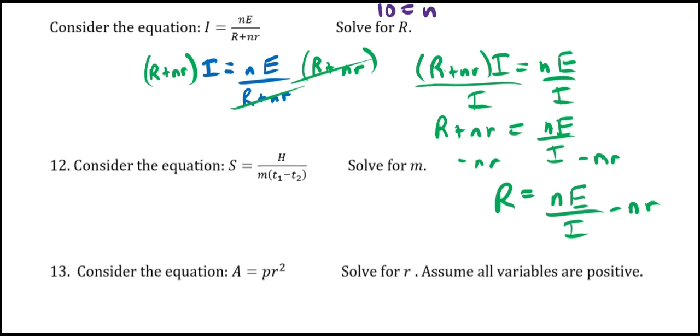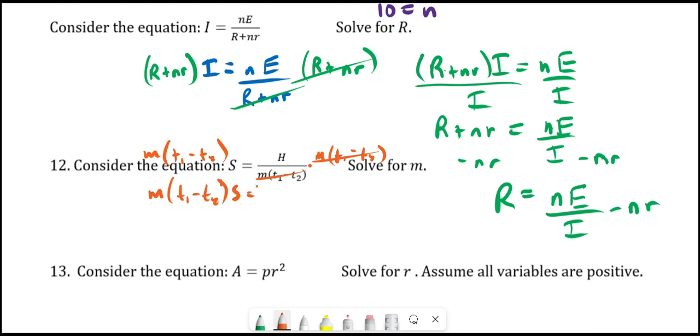Okay, so moving on, we have another one where we have our variable hidden in the denominator. It's not going to be a problem. What I need to do is multiply on both sides by m times t1 minus t2. I do that on one side, then I must do it on the other side for balance. When the dust settles on that, we wind up canceling the denominators here and getting m times t1 minus t2 times s equal to h.